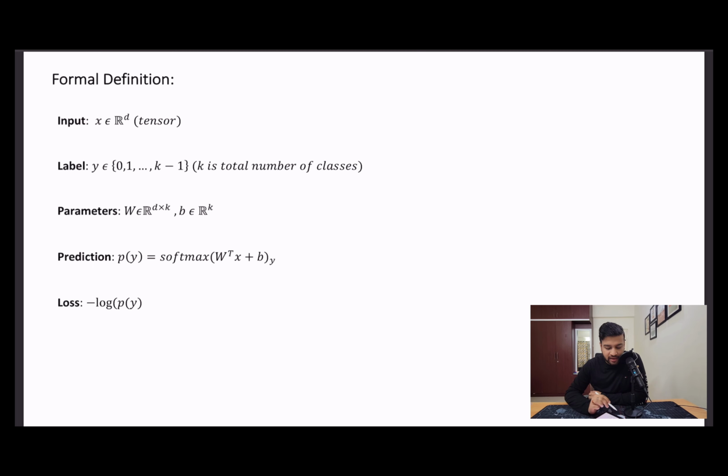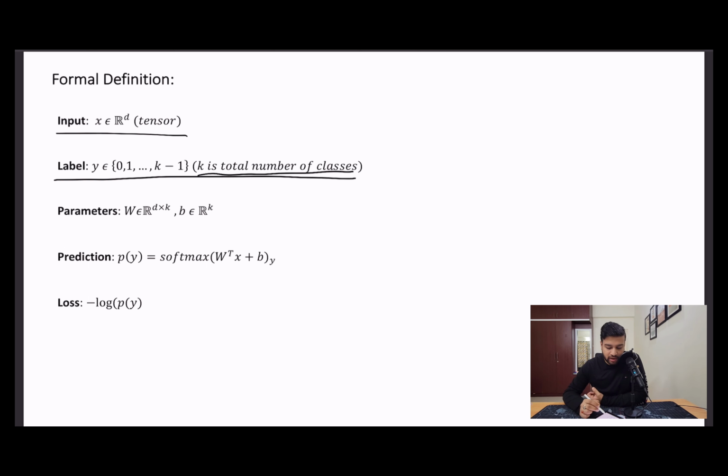Here again the input is a d-dimensional tensor, similar to linear classification. Now the label can be anything from 0 to k minus 1, where k is the total number of classes. So instead of just 2 possible labels, 0 or 1, you now have k possible labels that could be the prediction of your model.